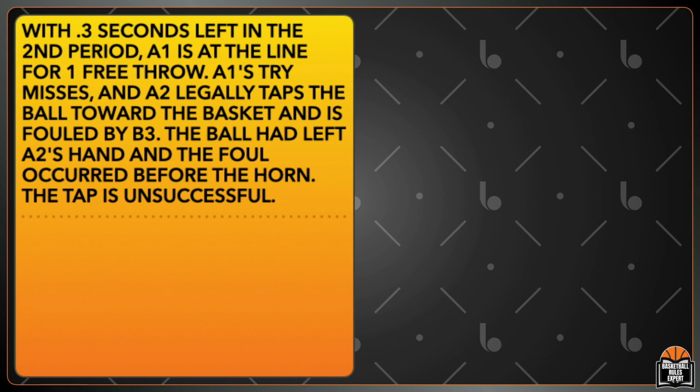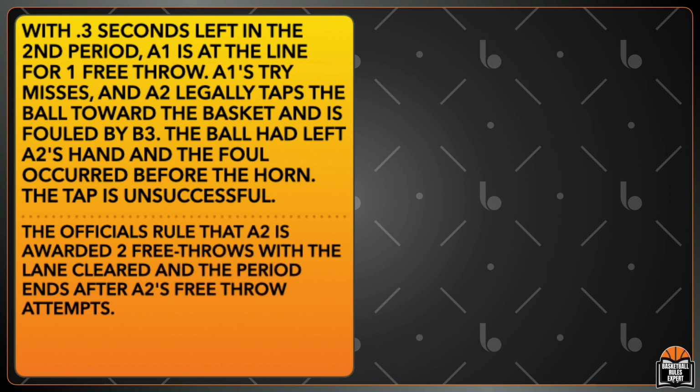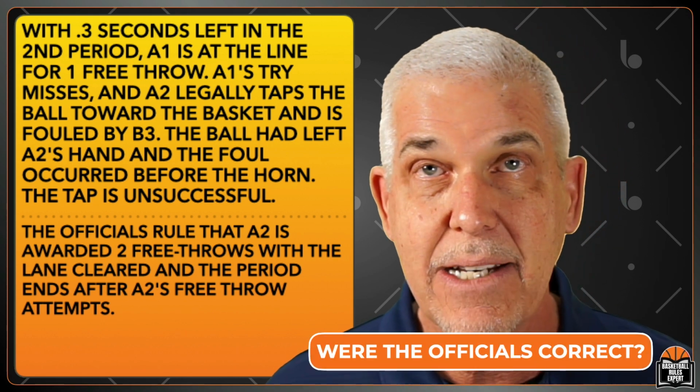With 0.3 of a second left in the second period, A1 is at the line for one free throw. A1's try misses, and A2 legally taps the ball towards the basket and is fouled by B3. The ball had left A2's hand and the foul occurred before the horn. The tap is unsuccessful. The officials rule that A2 is awarded 2 free throws with the lane cleared and the period ends after A2's free throw attempts. Were the officials correct?